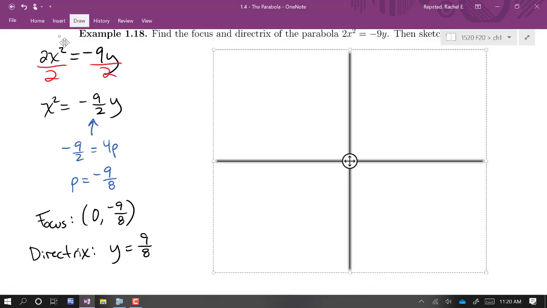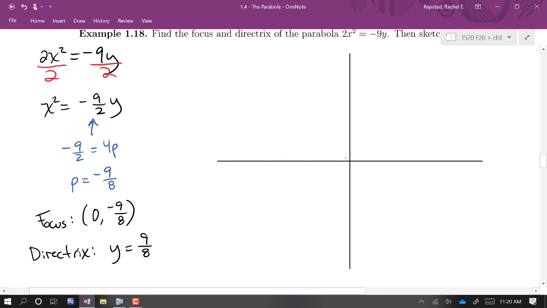That means this parabola opens downward. It's got a -9/8 focus. So -9/8 would be just a little bit less than -1. The directrix is a positive 9/8, so that's just a little bit above +1. I know that the vertex is at the origin, and it opens downward.